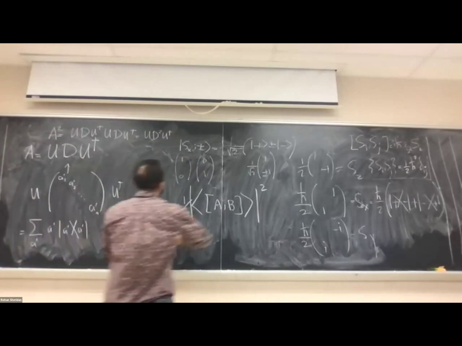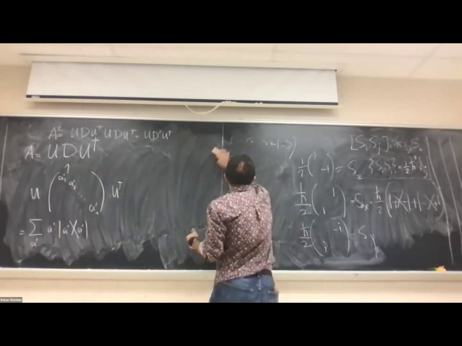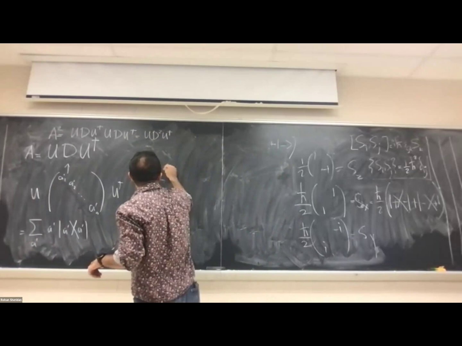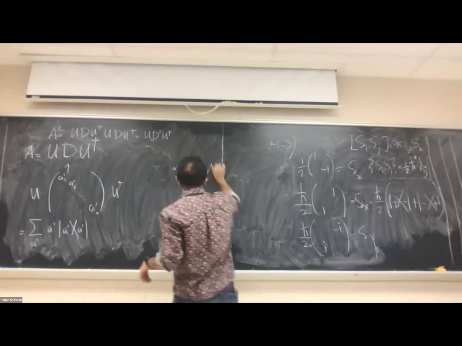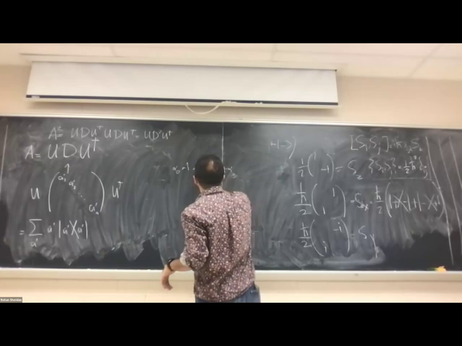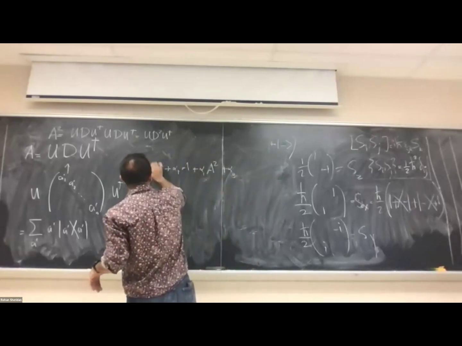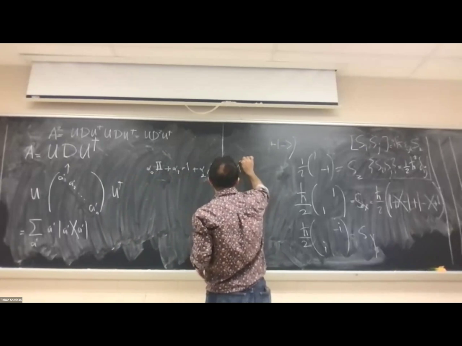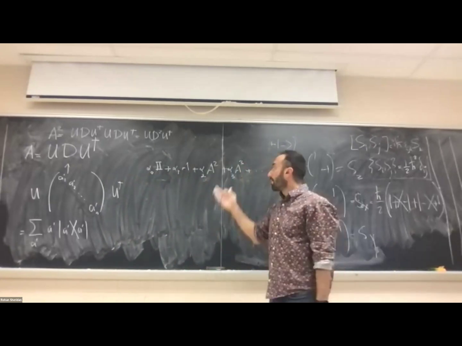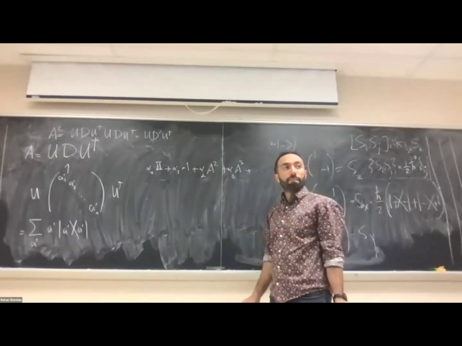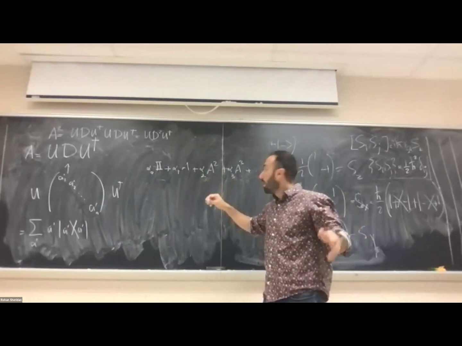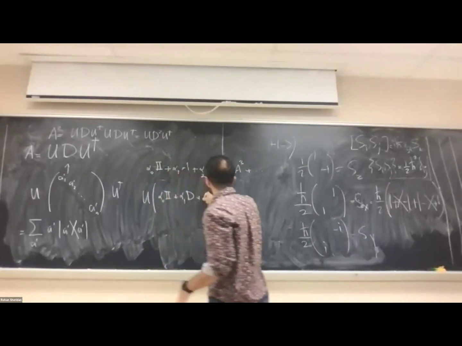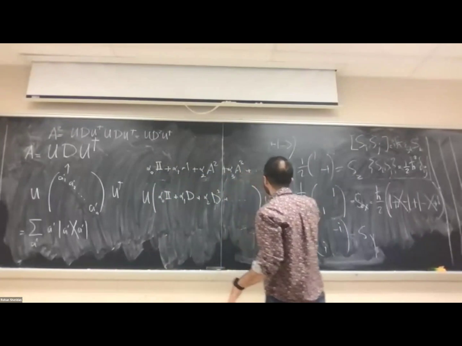What is an arbitrary function? So if you take something like alpha 0 identity plus alpha 1 A plus alpha 2 A squared plus alpha 3 A cubed plus so on, you see how it goes? What is that operator? It depends on alpha. But that operator is U times alpha 0 identity plus alpha 1 D plus alpha 2 D squared plus so on, times U dagger.